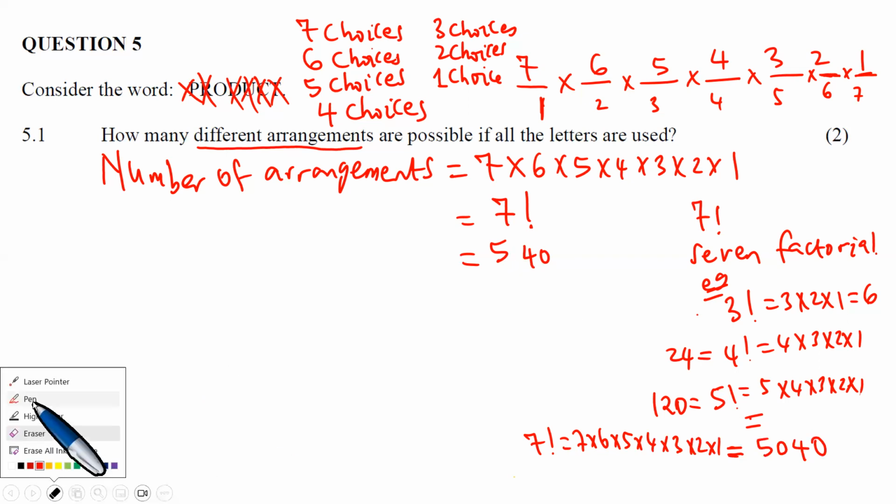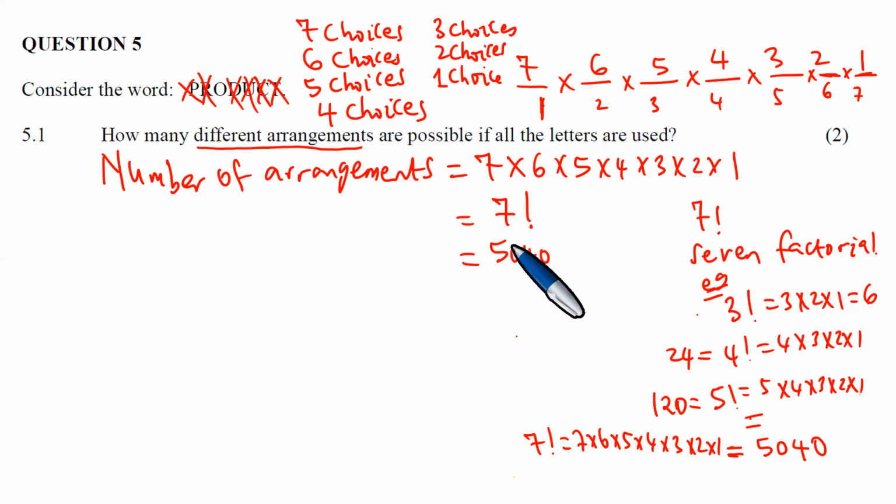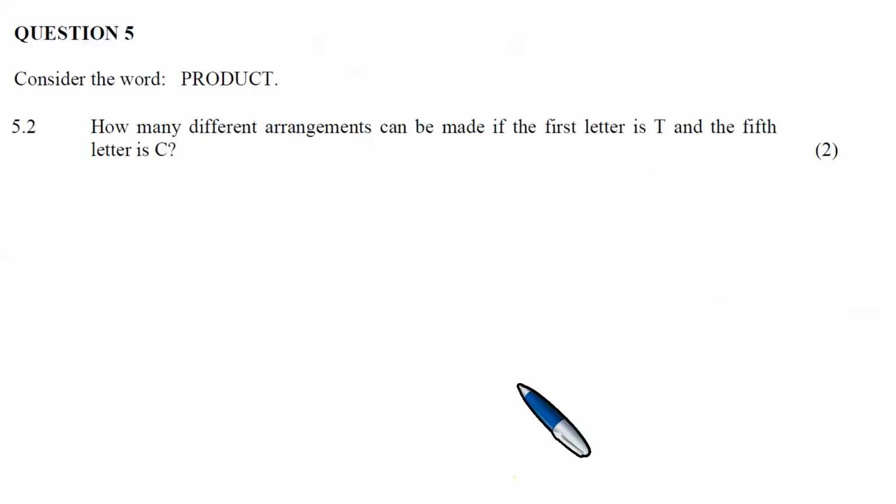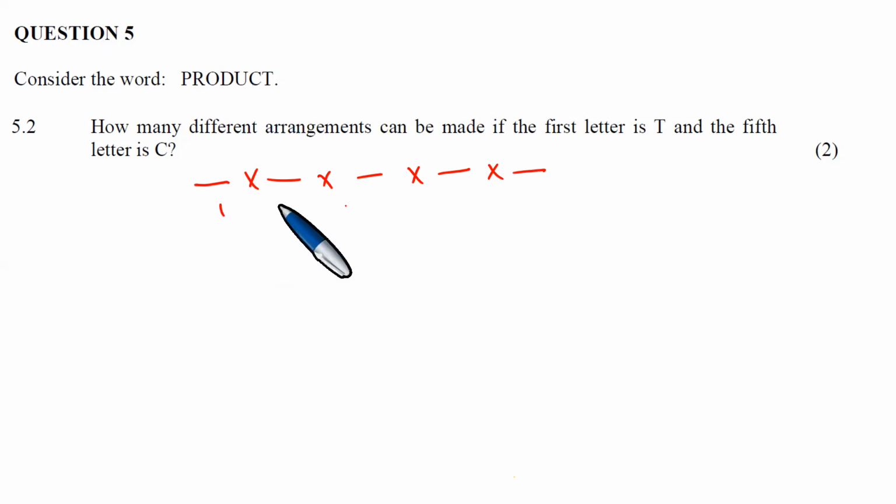Right. So we continue and we look at more problems. We solve more mathematics. How many different arrangements can be made if the first letter is T and the fifth letter is C? So we're looking at the arrangements. We're going to put some blanks: 1, 2, 3, 4, 5, 6, 7 blanks.